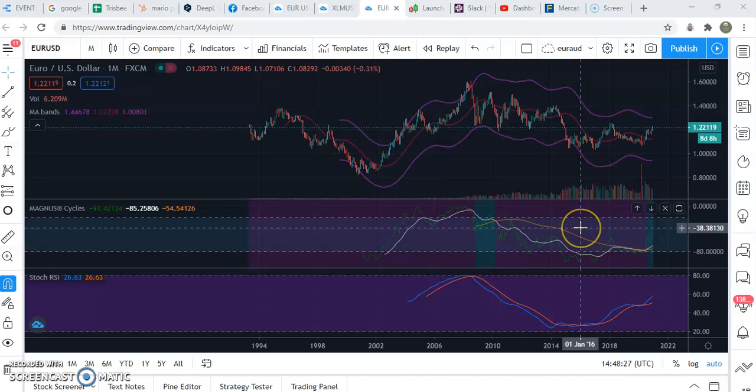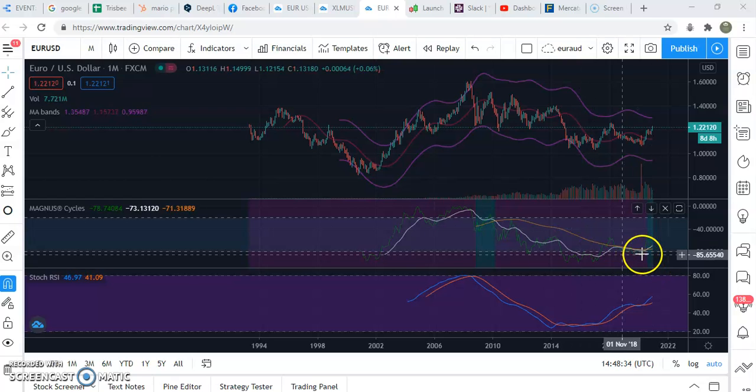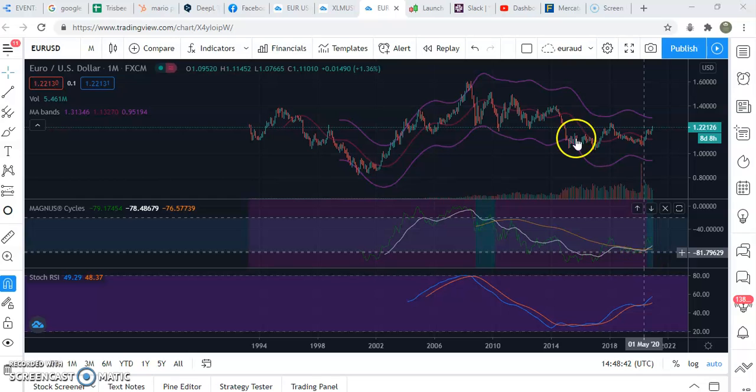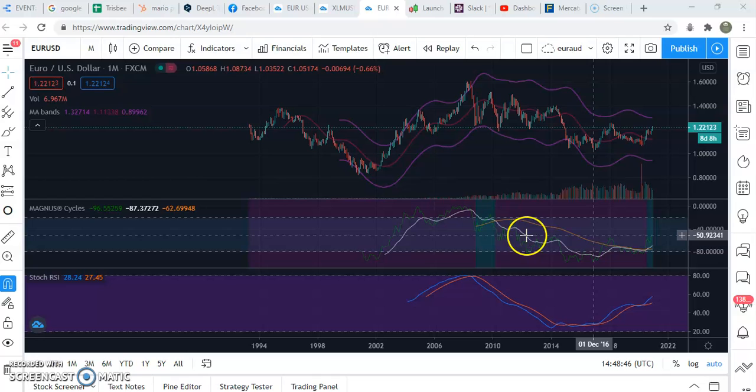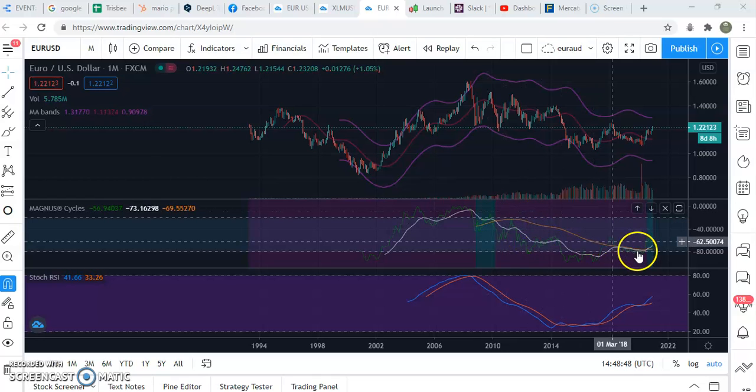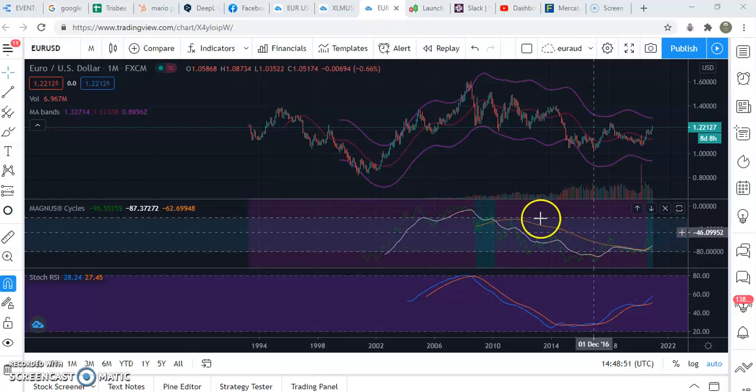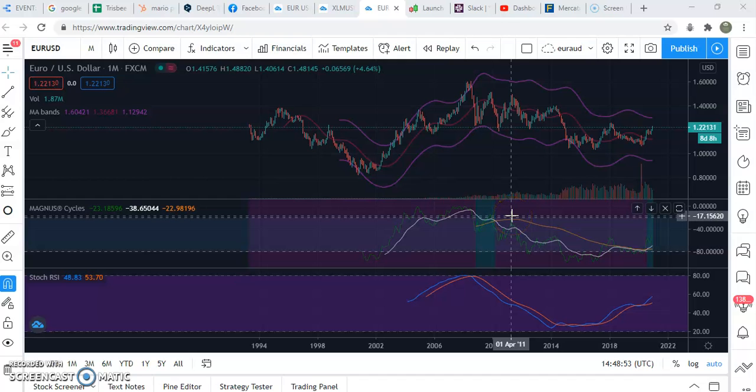So let's see, for instance, the manual cycles and the stochastic RSI. What we see here is that we can detect a bullish divergence on the white curve of the manual cycle, because we see a higher low, while we don't see a higher low for the price action. Also, if we analyze the orange line, it seems to be getting horizontal after almost 12 years.